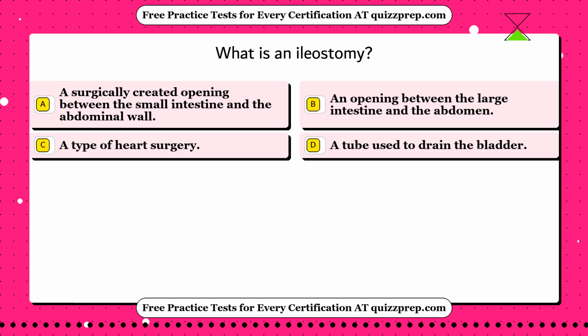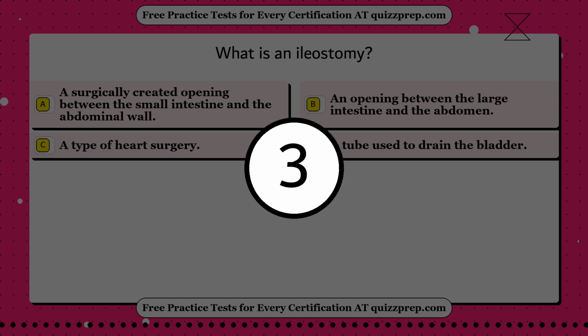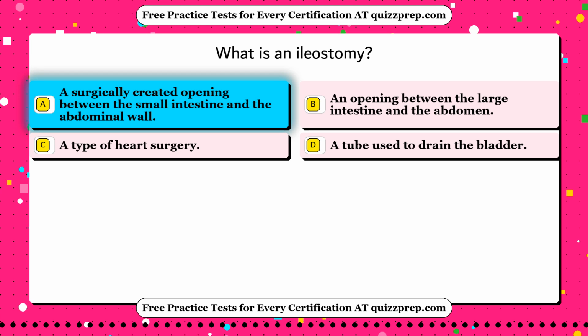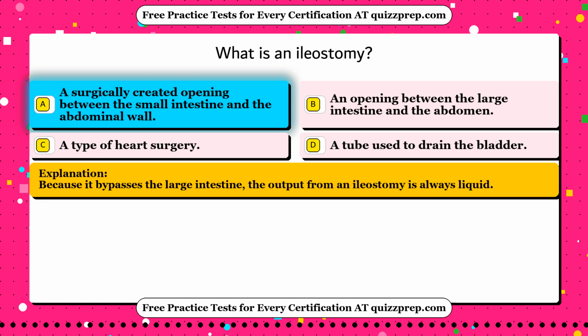Option A, a surgically created opening between the small intestine and the abdominal wall. Option B, an opening between the large intestine and the abdomen. Option C, a type of heart surgery. Option D, a tube used to drain the bladder. The correct answer is option A, a surgically created opening between the small intestine and the abdominal wall. Because it bypasses the large intestine, the output from an ileostomy is always liquid.